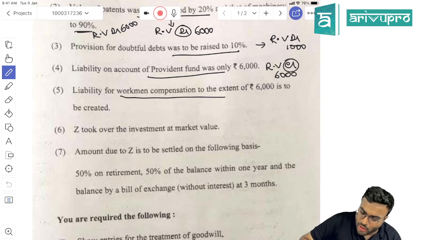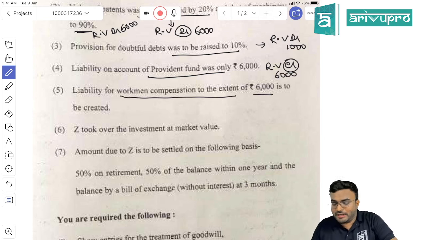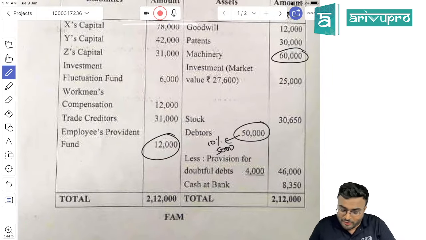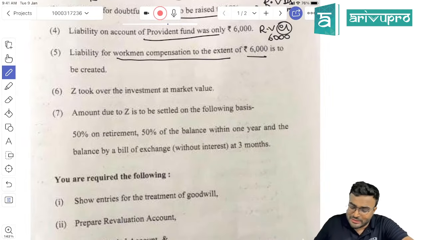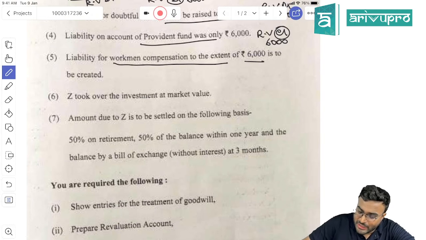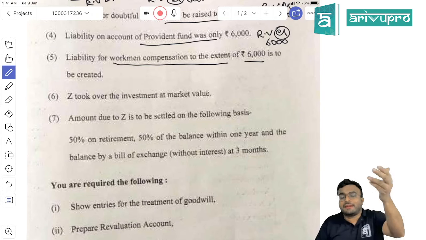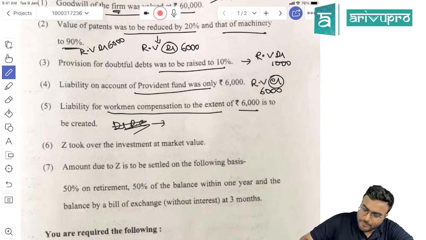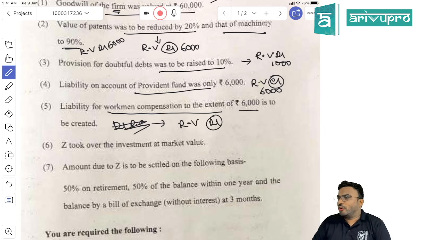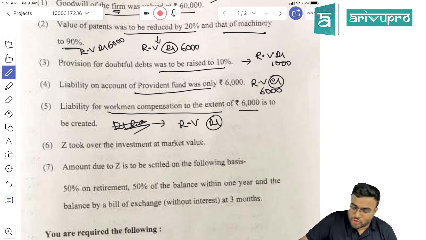Liability for workmen compensation to the extent of 6,000 is to be created. How much liability do we have right now? Workmen compensation, they said we have to create. Understand this. Liability for workmen compensation to the extent of 6,000 is to be created. So we are going to debit the partners' capital in the ratio, or we can directly put it into revaluation account debit. Revaluation account debited, you are going to create 6,000 more.